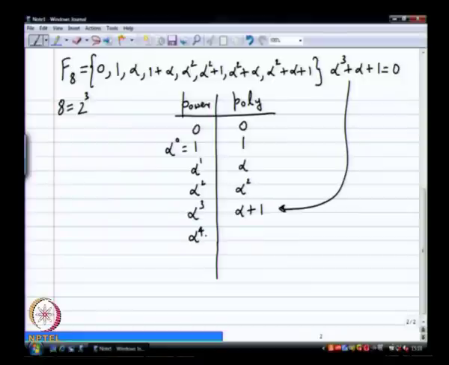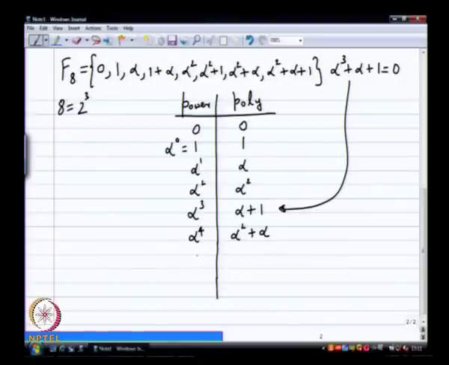Okay, what do you do? You simply multiply the previous thing by alpha. So that is the idea you can use to build this table very easily. See, alpha power 4 is alpha power 3 times alpha. So when you multiply this by alpha, you get alpha squared plus alpha, and that is very much in the F8 that I have written down here.